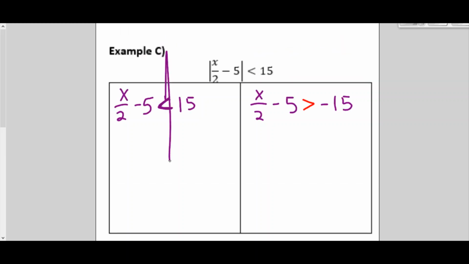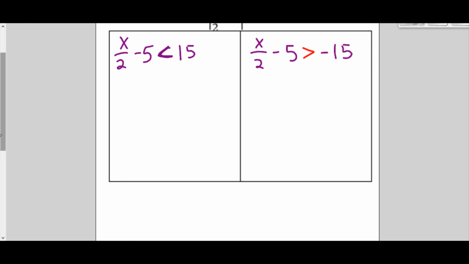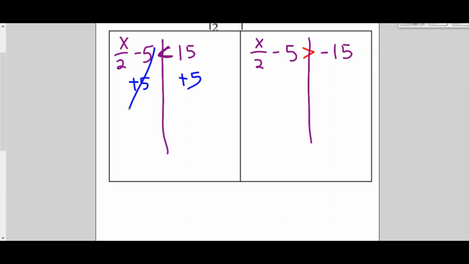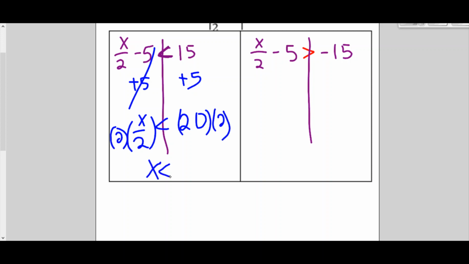So you're going to draw your lines down the absolute value signs, and we're just going to solve each of these. These should be pretty familiar for you to solve, so I'm going to run through these pretty quick. We're going to add 5 and add 5. So those 5s cancel. I get x divided by 2 is less than 20. And then I'll multiply both sides by 2 to get rid of the 2. So this gets me x is less than 40. So this is one solution.